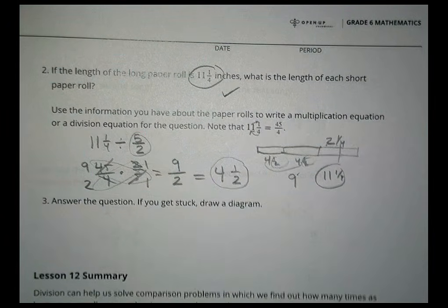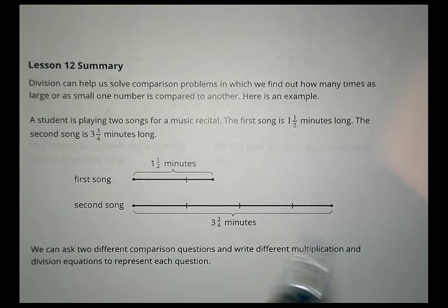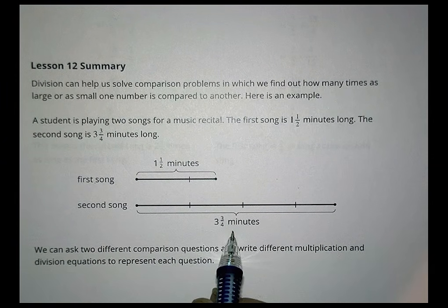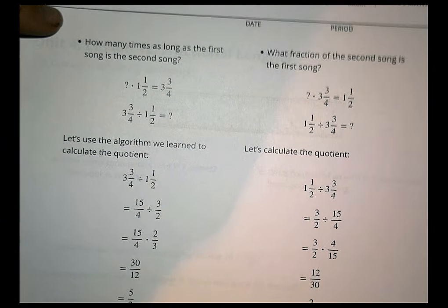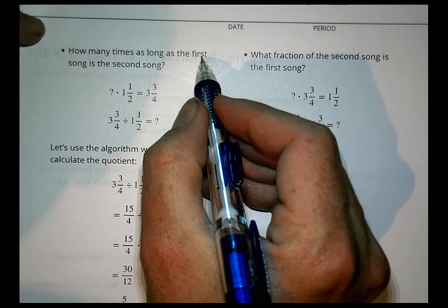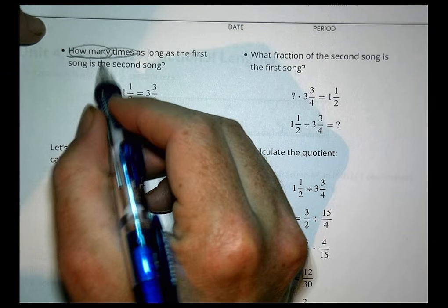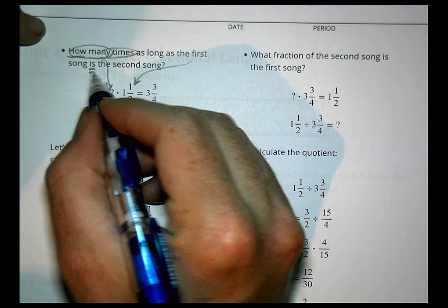Okay, so for your summary, the idea here is that division can help us solve comparison problems in which we find out how many times as large or as small one number is compared to another. And they give you an example here of comparing a first song and a second song. The first one's shorter than the second one, and you can ask different types of comparison questions if you wanted to in order to see how they compare. You can ask things like, how many times as long as the first song is the second, right? So how many times as long is the first one, and that's our first number, is the second, and that's our second song.